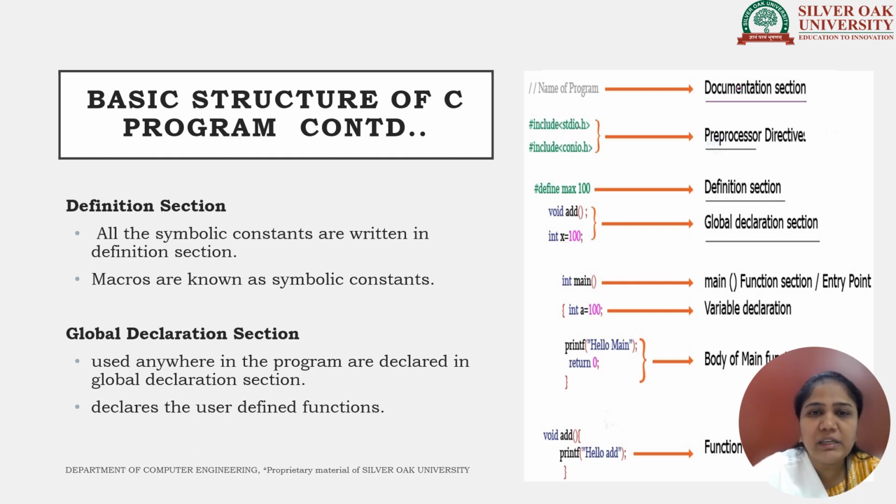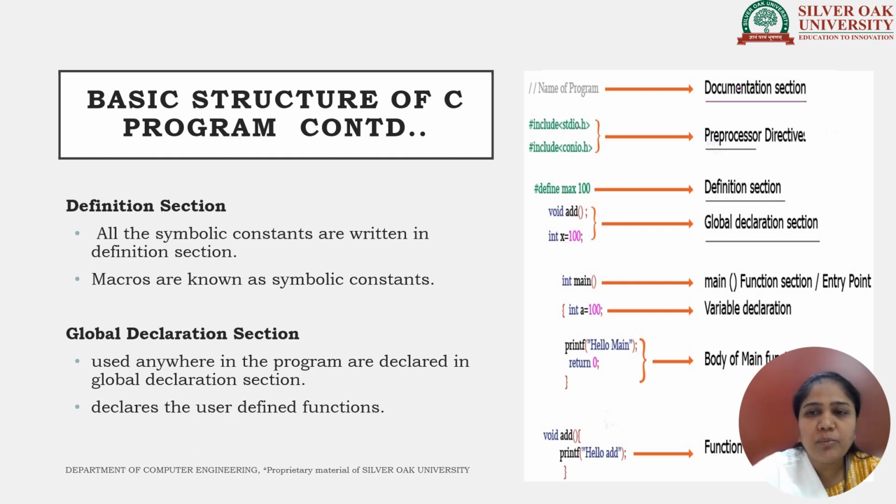Like in the example given, you can see int x = 100. So this x has global scope. Global scope means I can use it inside the main function. Below that you can see we have the add function. If I want to use that x in the add function, then also we can do it. Why? Because it is defined globally. It has global scope.